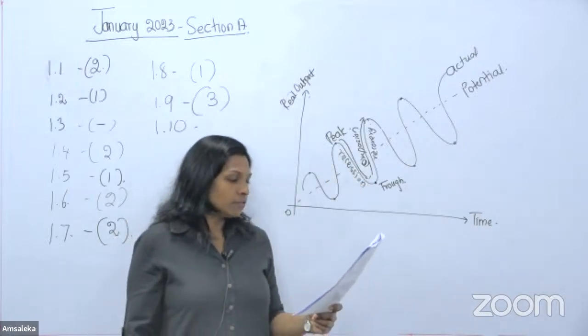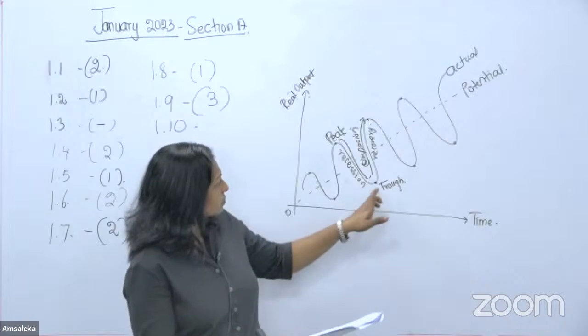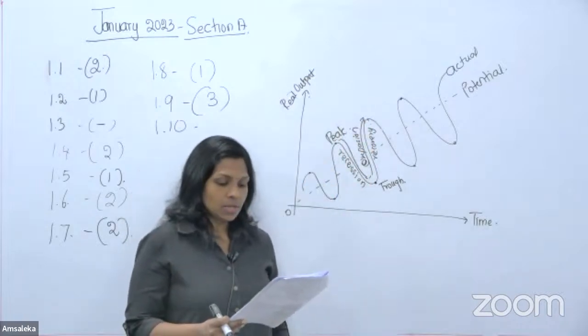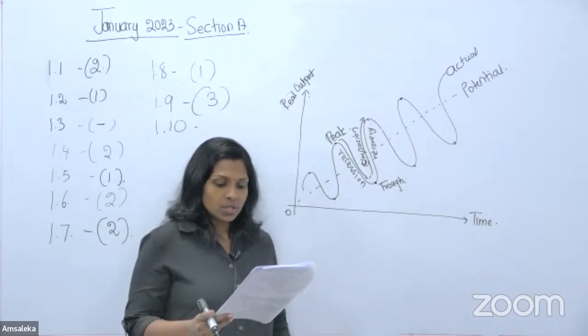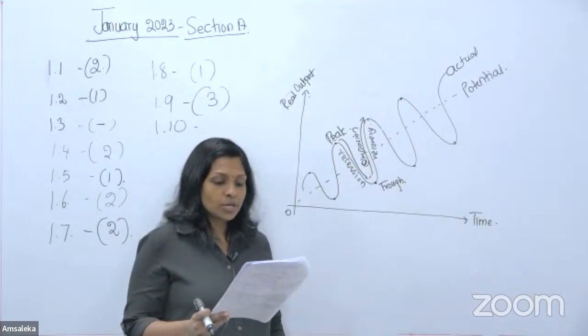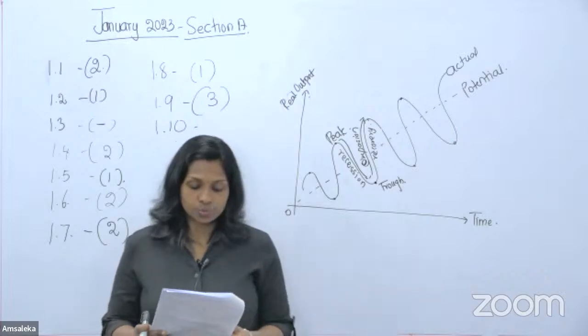Now let's see what's the question given here. The period from the trough to peak. What is the answer? Expansion. So expansion is number 2. Answer is number 2.